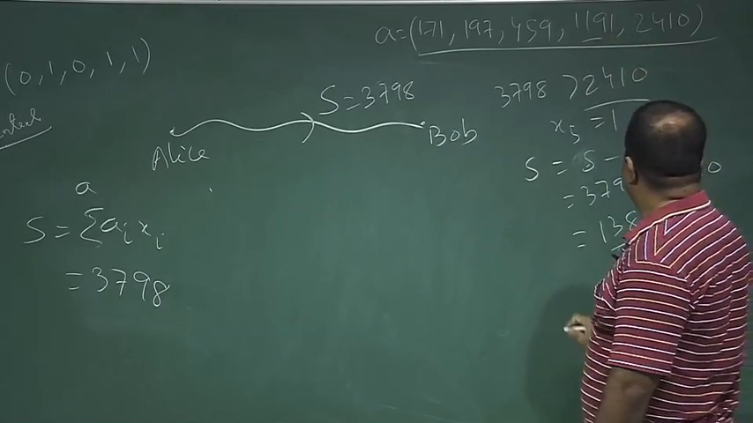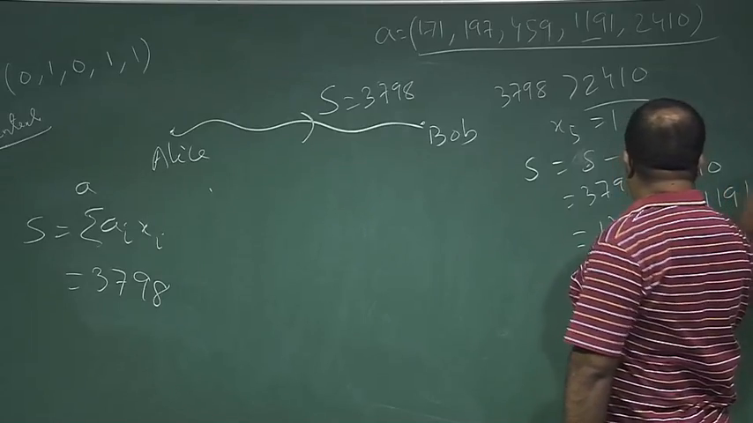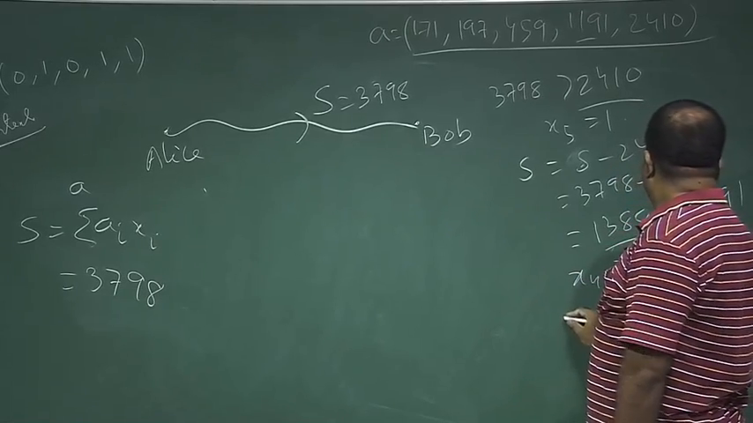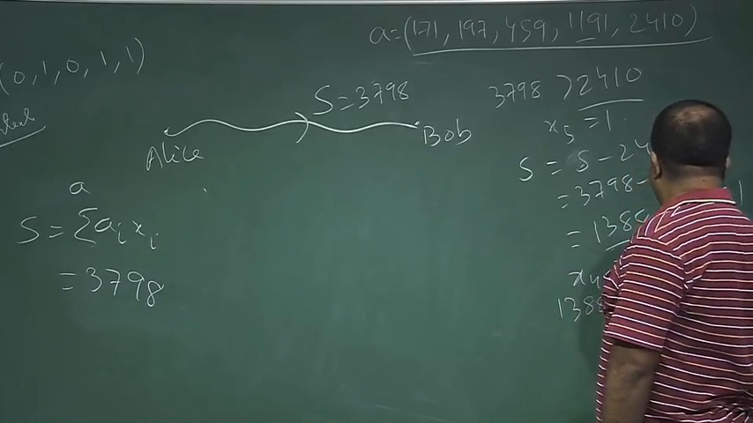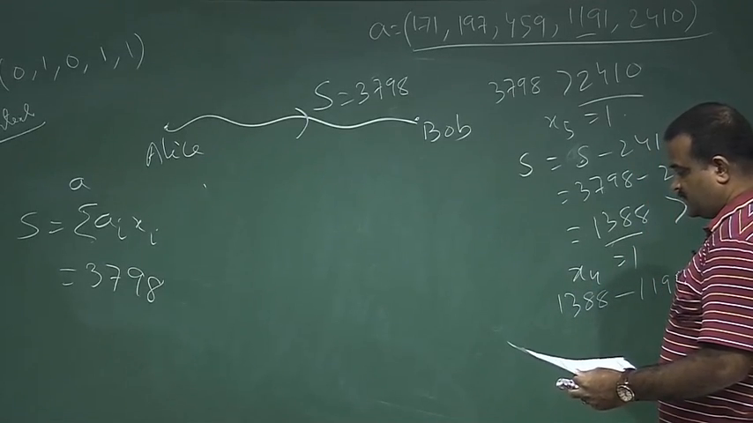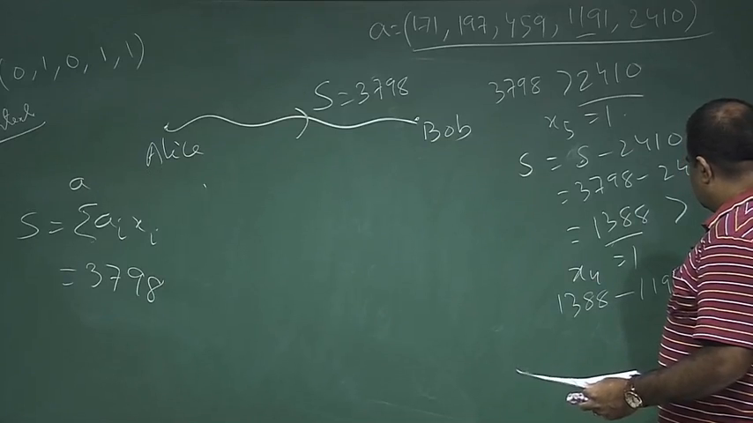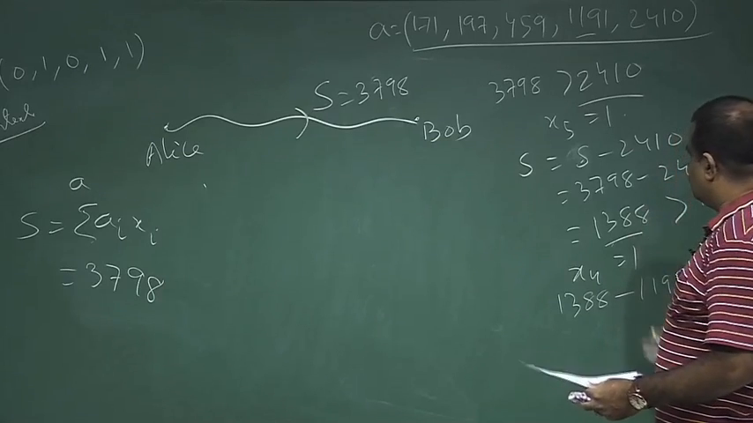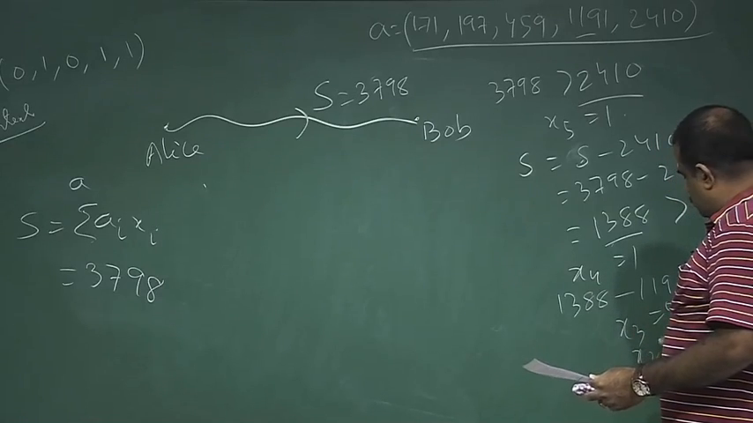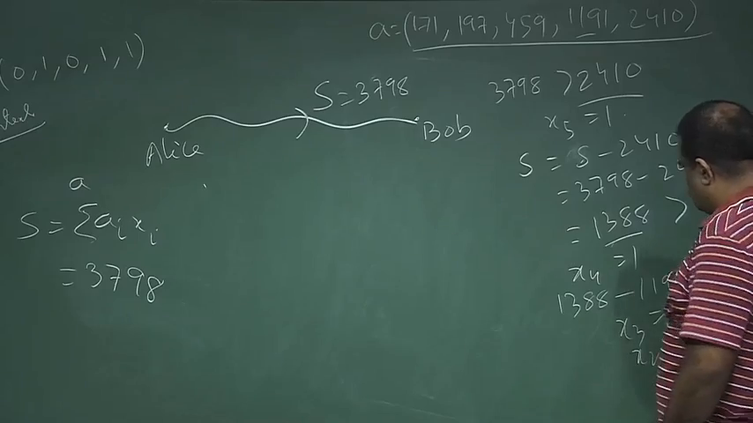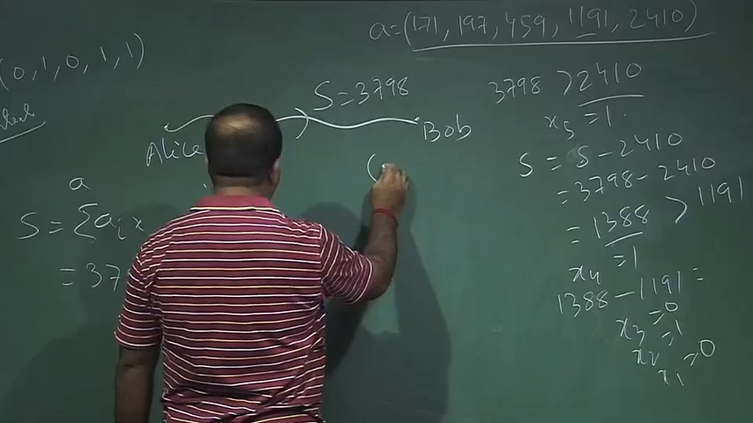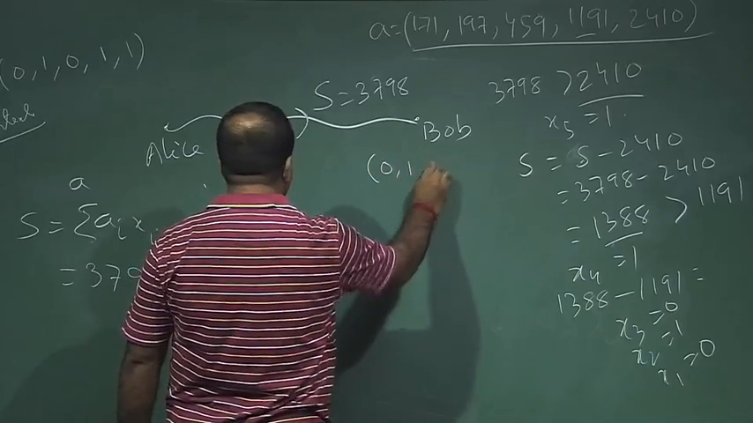Now again we compare: 1388 is greater than 1191. So that means x4 has to be 1, and then we deduct 1191. Slowly we continue in this fashion, and we can see that x3 is 0, x2 is 1 and x1 is 0. So finally Bob got the plain text x, which is 0, 1, 0, 1, 1.